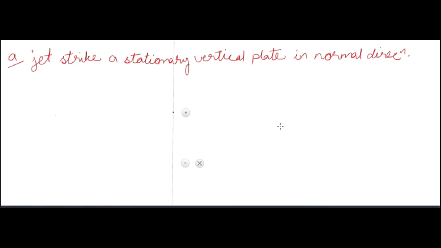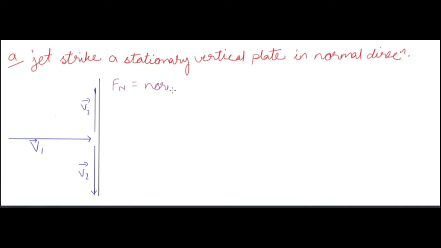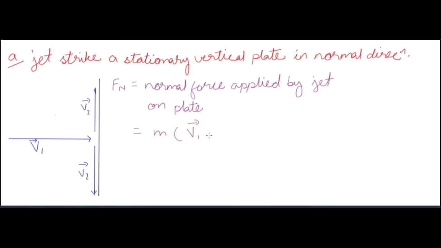Okay, so first case is jet striking on a stationary vertical plate in the normal direction. Okay, so in the normal direction, force applied by the jet on the plate is equal to m (v1 minus v2), which is equal to rho a v1 (v1 minus 0). So this is the force experienced.